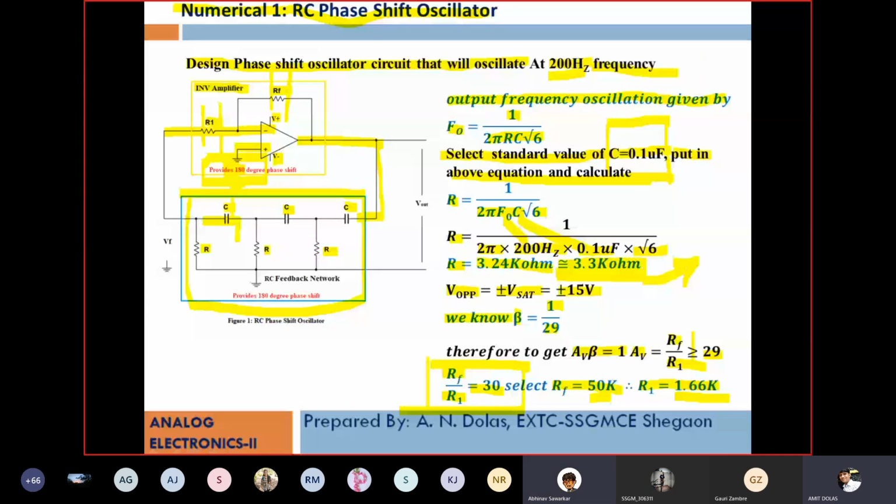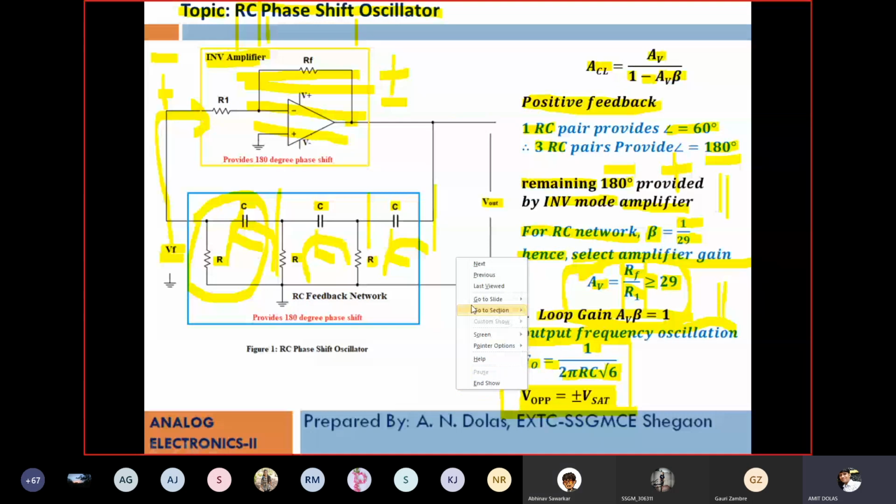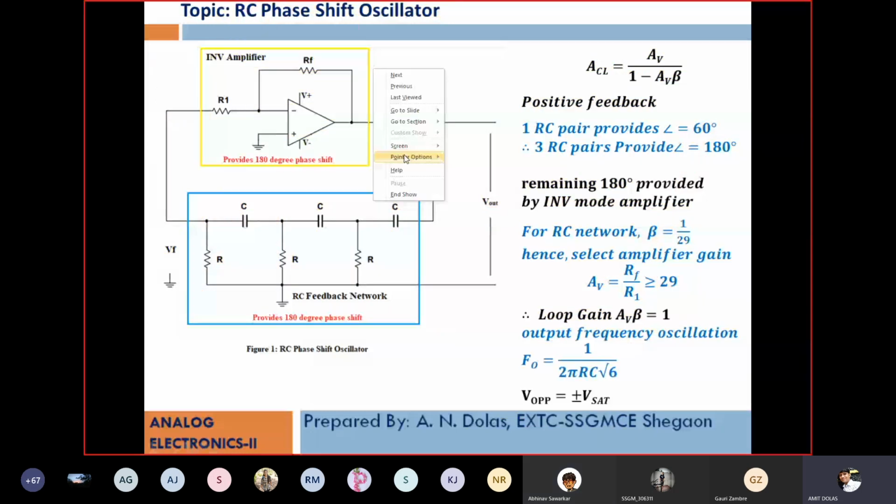Coming to the RC phase shift first. So this is the RC phase shift. I will erase this highlighter. Okay, so here I will use the highlighter again. Abhinav, we are thinking of only the feedback network, because beta is what? Feedback factor. Just as the gain of the amplifier is AV, similarly beta is the feedback factor. What is beta? Beta is nothing but the output of the feedback network divided by the input of the feedback network.